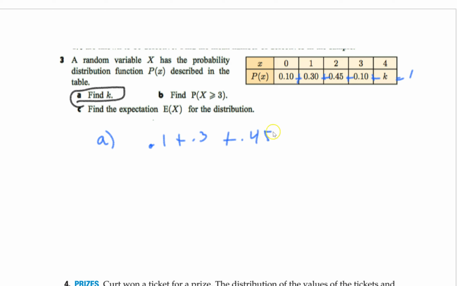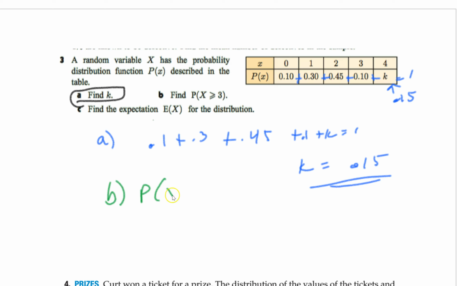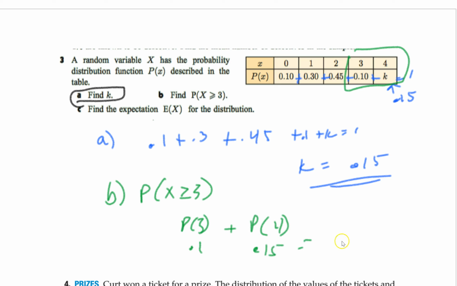So we're going to add all these up and set equal to 1. If we do the math, I think we get 0.15. So that's our K. Now the next question is, it says, what are the odds of getting greater than or equal to 3? Now, the key part, it says greater than or equal to 3, so I'm going to go with 3 or 4. We're just going to add those two up. So probability of 3 is 0.10. Probability of 4 is 0.15. We just figured that out. So we get 0.25.